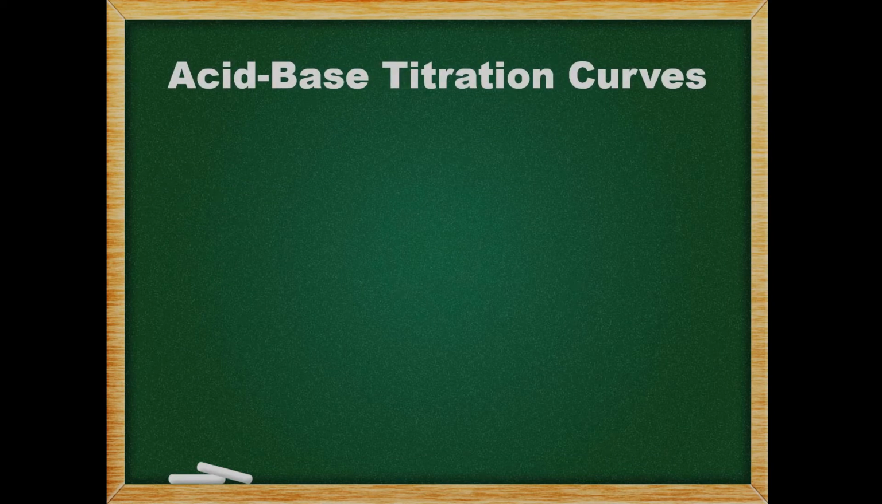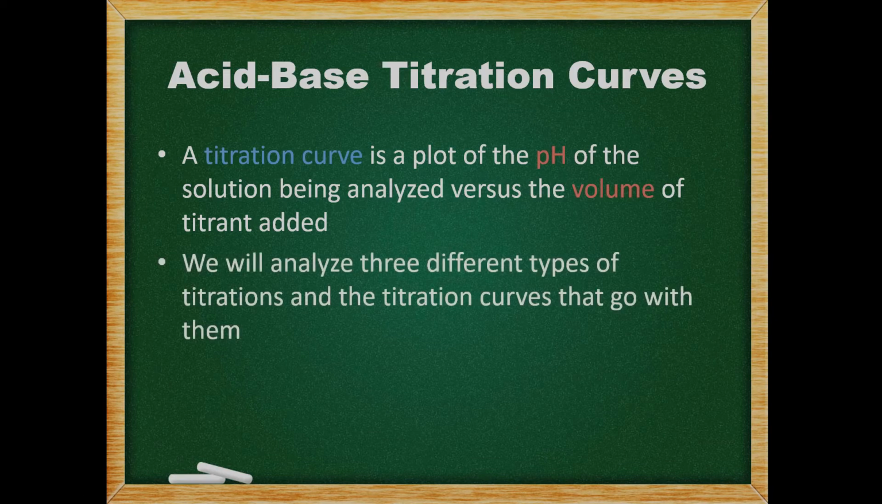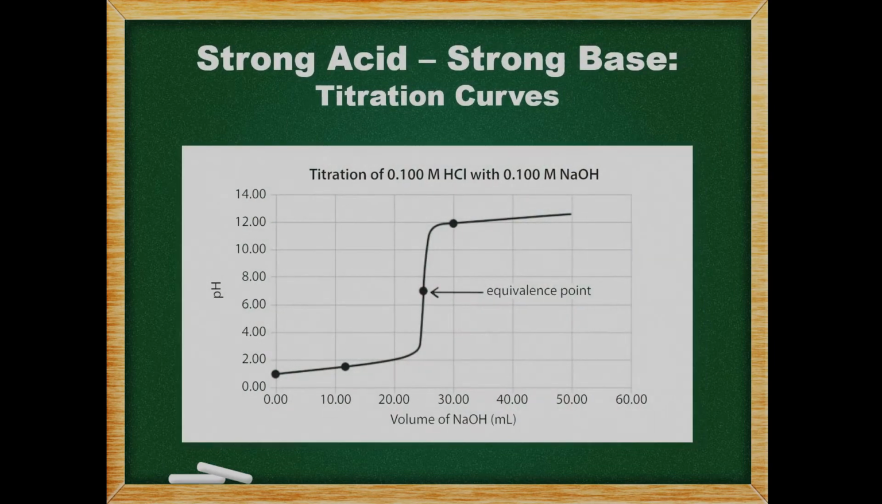A titration curve is the plot of the pH of the solution being analyzed versus the volume of titrant added. We are going to analyze three different types of titrations and the titration curves that go with them. The first one we will look at is for a strong acid and strong base titration. Here we are titrating 25.00 milliliters of 0.100 molar hydrochloric acid with 0.100 molar sodium hydroxide.